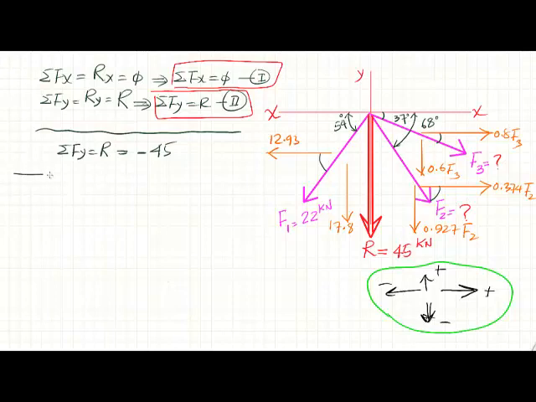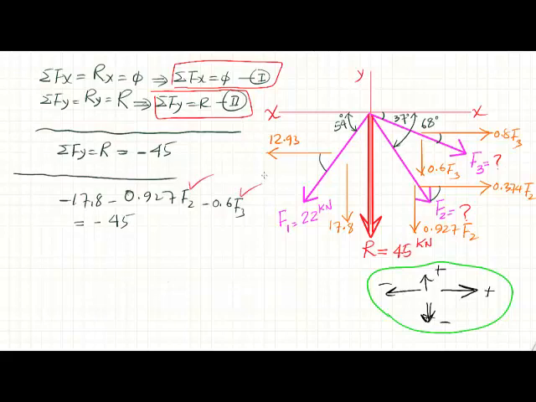So we can do all forces in y direction equal to R. In that case we start from F1y, which is this one. So F1y will be equal to minus 17.8, and F2y again is minus 0.927 F2, and the F3 component is equal to minus 0.6 F3, equal to minus 45. With this equation we'll have two unknowns.